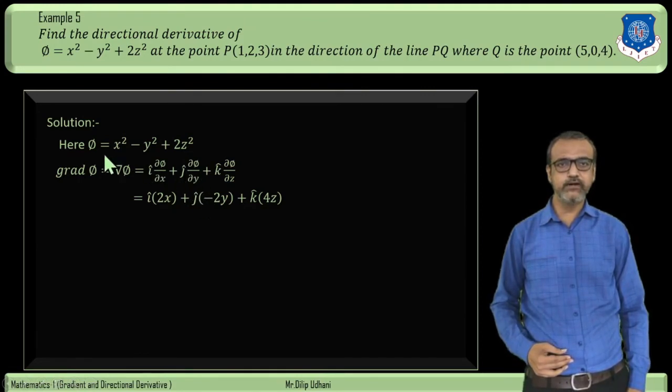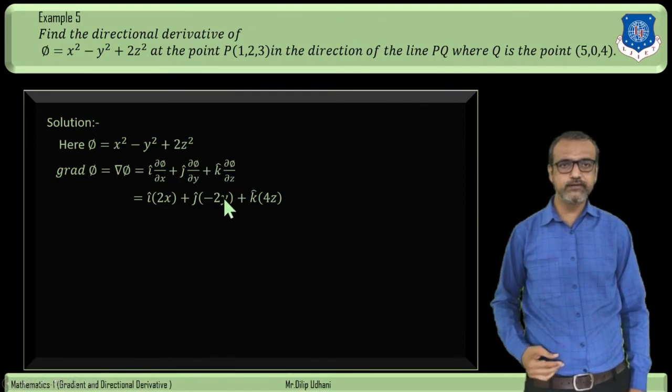Now del phi by del y, that is partial derivative of phi with respect to y, so definitely we will keep x and z constant, and derivative of x square and 2z square will be 0, and derivative of minus y square is minus 2y. And then after plus k cap will be as it is.